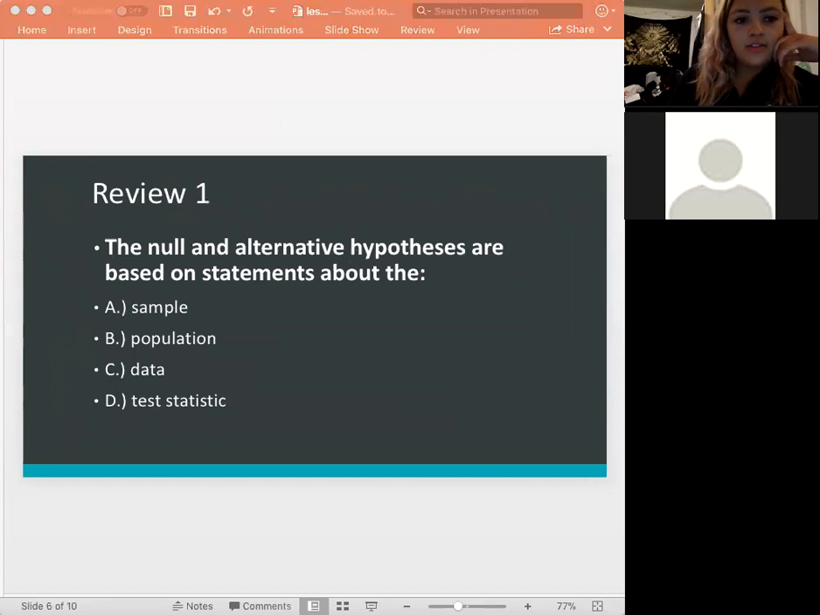So let's do some review questions. This one says the null and alternative hypotheses are based on statements about what? We have the sample, the population, data, or a test statistic. Go ahead and try to answer this question and then we will review it together.